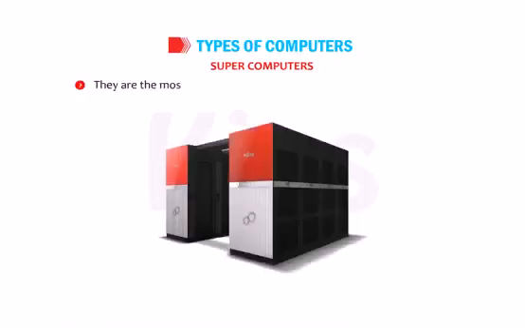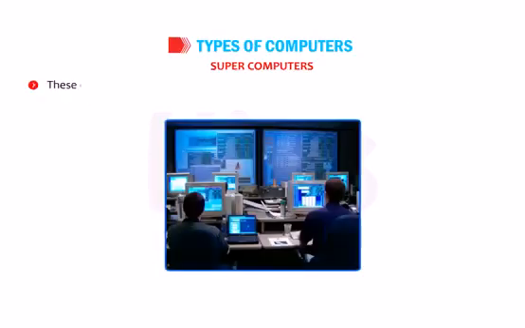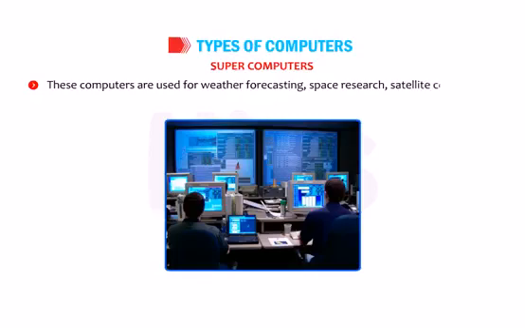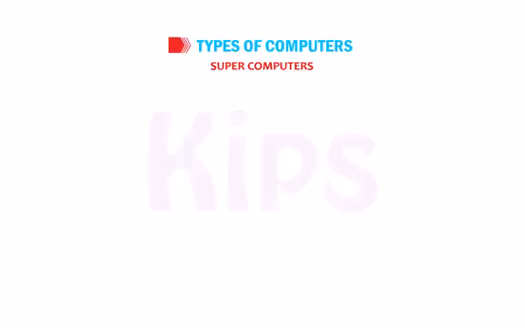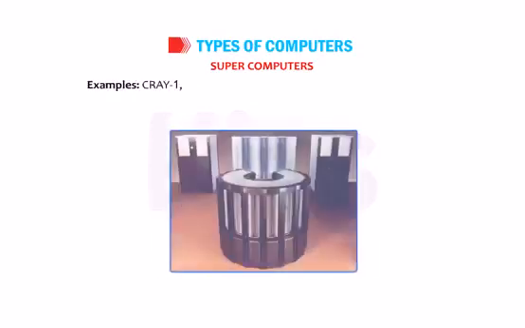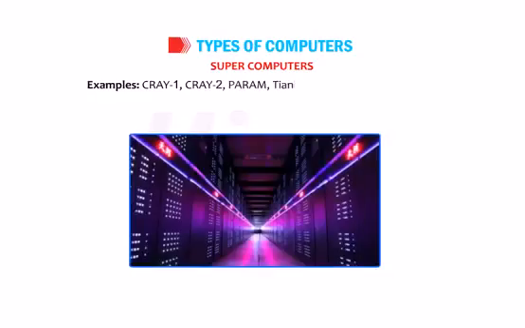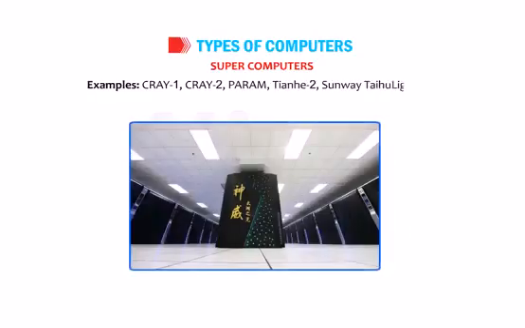Supercomputers. They are the most powerful computers with a huge processing speed. These computers are used for weather forecasting, space research, satellite control, etc. For example, Cray-1, Cray-2, Param, Tianhe-2, Sunway TaihuLight, etc.